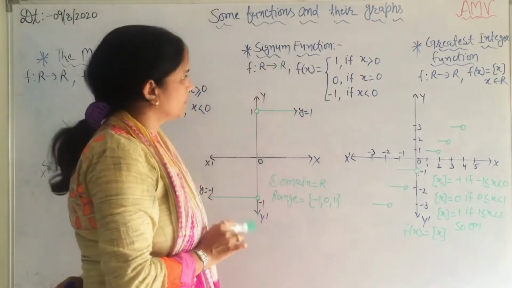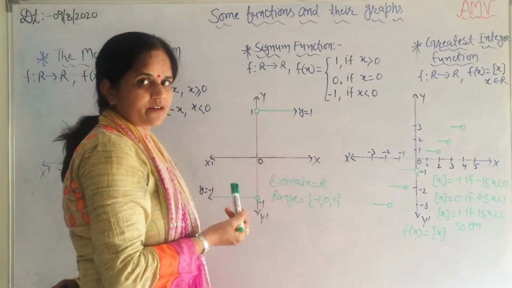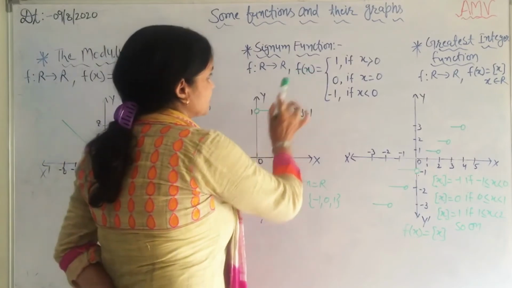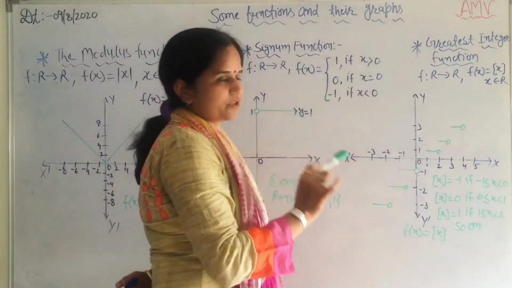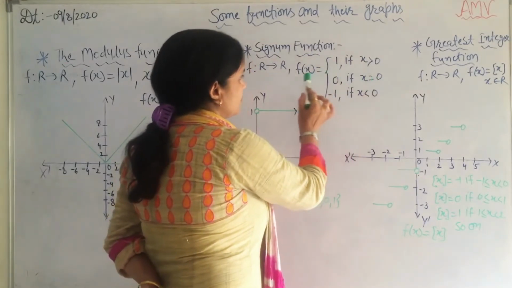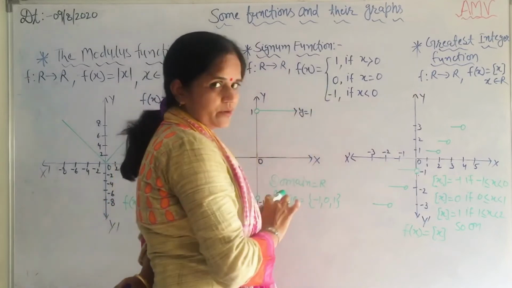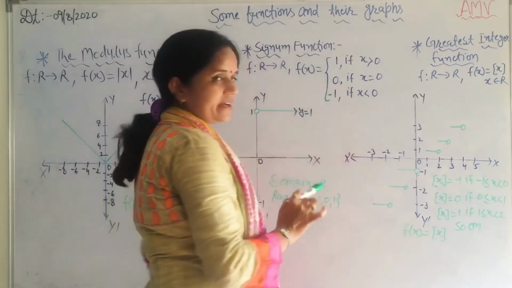signum function. Okay, this function from R to R, R the set of real numbers, and f(x) is defined by: if x is greater than 0, it is 1, and if x is equal to 0, then f(x) is 0, and if x is less than 0, then f(x) is equal to -1.